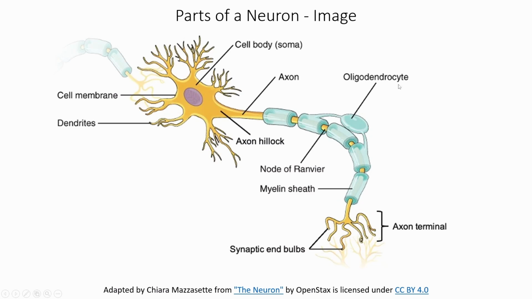And in this case, we're seeing one of our glial cells called an oligodendrocyte. That's one of the specific types of glial cells that can produce that myelin sheath.